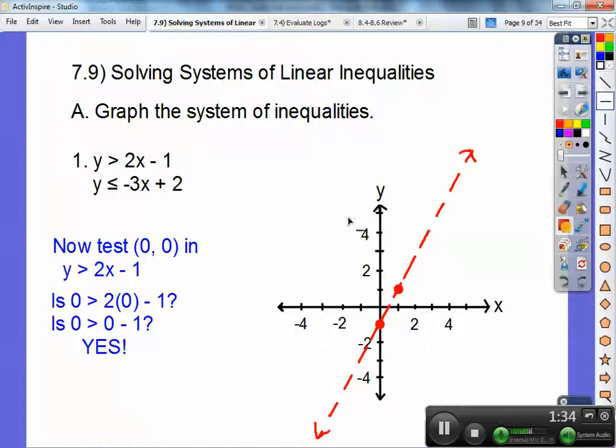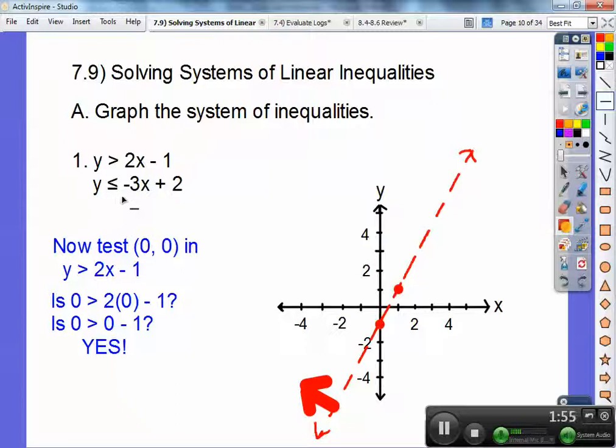Now don't get carried away and start shading yet, you guys, because it's going to get really messy. So I'm just going to put a little arrow here to remind me to shade that side of the line, because I still have to do this one here. When I get two graphs together, it gets kind of messy. So I'm just showing with a little arrow which side of this line to shade. Now let's graph this line right here.